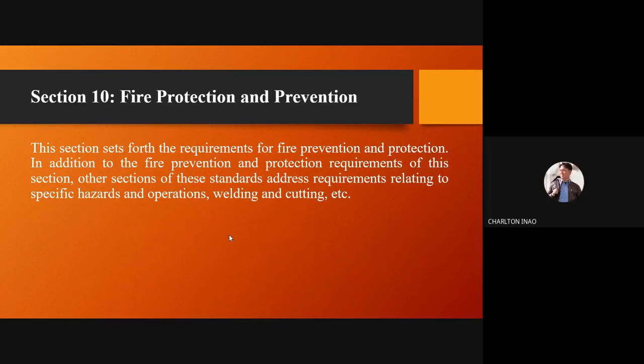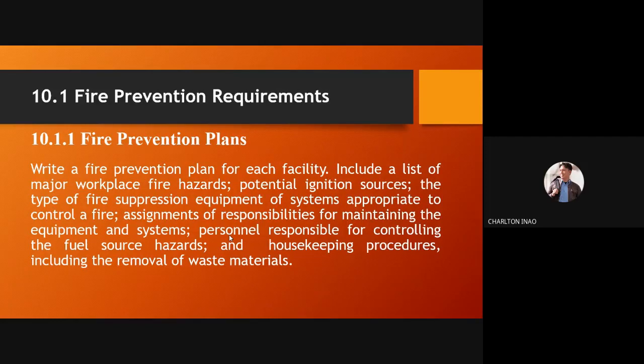So, Section 10 of fire protection and prevention. This section sets support and requirements for prevention and protection. In addition to the fire prevention and protection requirements of this section, other sections of this standard address requirements relating to specific hazards and operations, welding and cutting. So, fire prevention requirements. First is fire prevention.